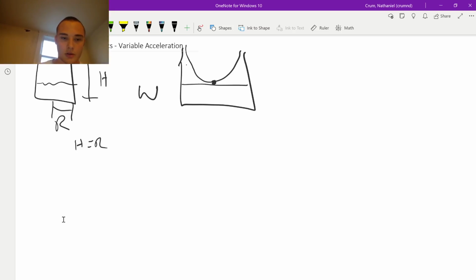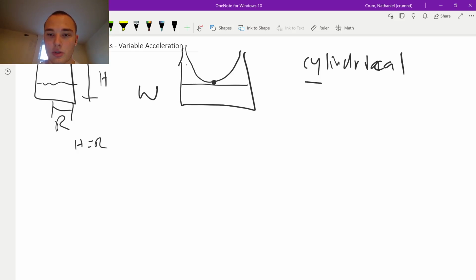And then we will also assume that it is a cylindrical container. So what we're first going to want to do is relate the change in pressure with the change in area, or the change in the radius.